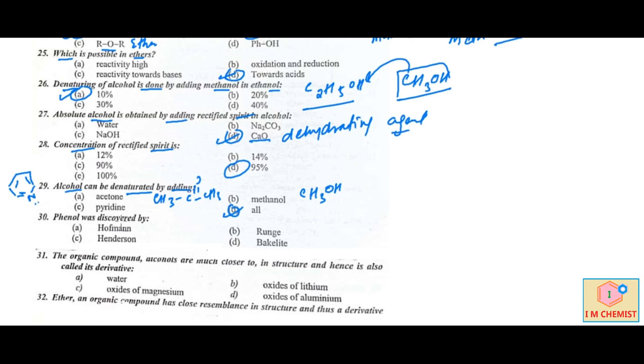MCQ number 30, phenol was discovered by what? Phenol was discovered by Runge in 1834. MCQ number 31, the organic compound alcohols are much closer in structure, and hence it is also called a derivative of what? Derivative of water, as we have discussed earlier.